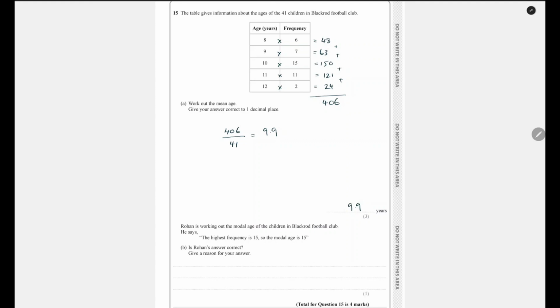Rohan is working out the modal age of the children in Blackrod Football Club. He says the highest frequency is 15, so the modal age is 15. Part B is asking us, is Rohan's answer correct? Give a reason for your answer. Well, he's right in saying that the highest frequency is 15, but that is for an age of 10. So the modal age is 10, not 15.